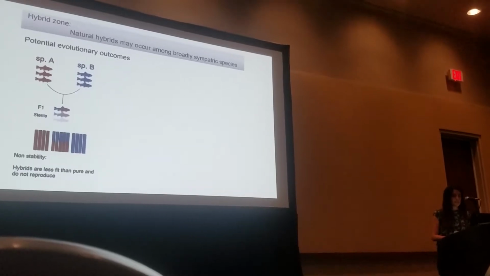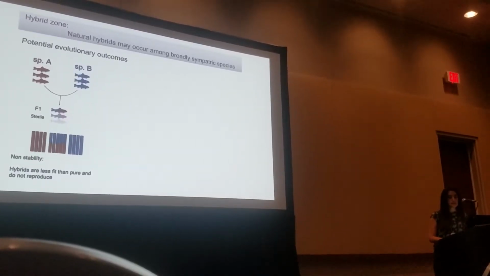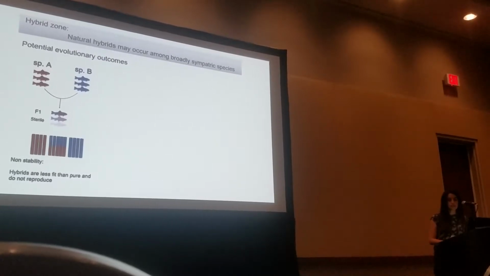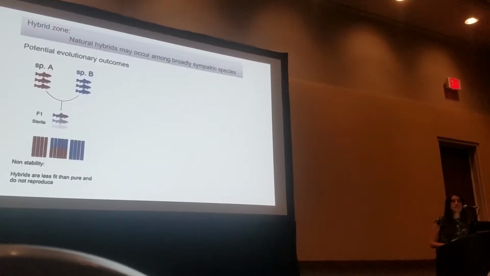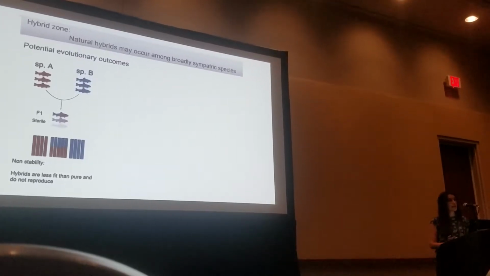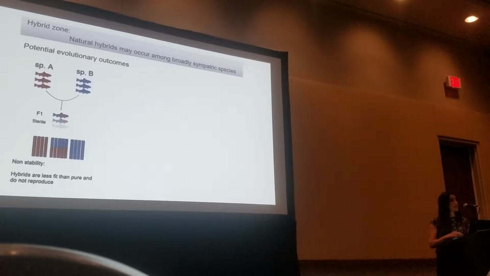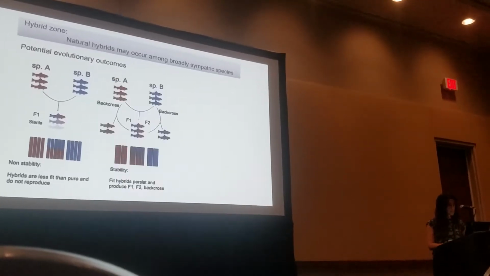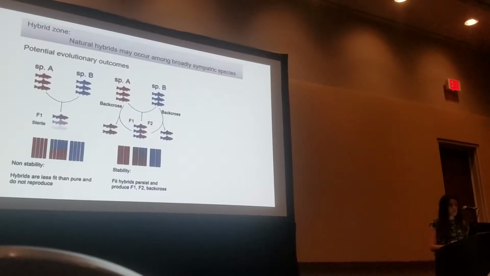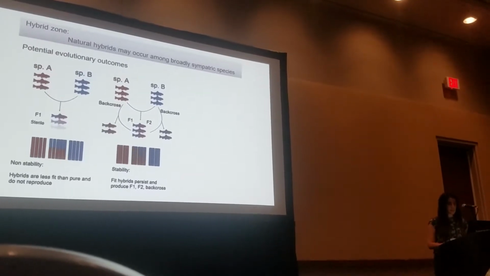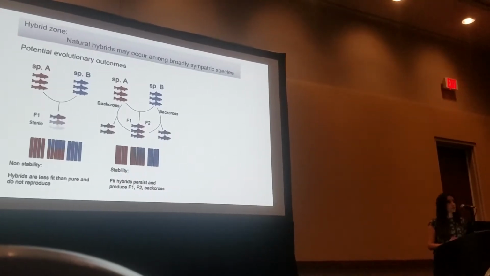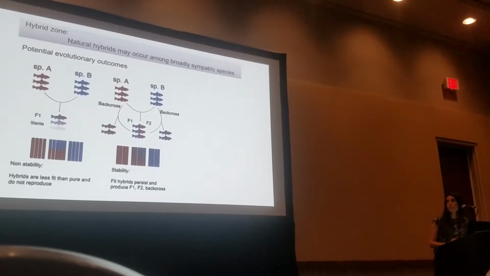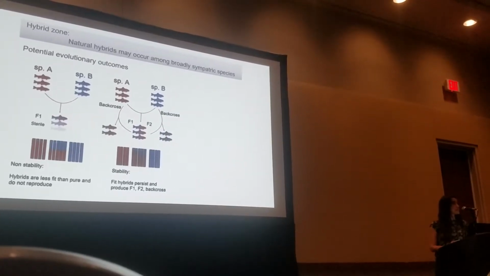The first one is called non-stability, and this happens when the hybrids are less fit than the parentals. They cannot reproduce, for example, because they are sterile. So when we see the genetic structure, we can see that the hybrid has half of the genetics of one parental and the other half of the other parental. The second scenario is called stability, and is when the hybrid persists and can produce an F1 generation, F2 generation, or also reproduce with the parental, making backcrosses.